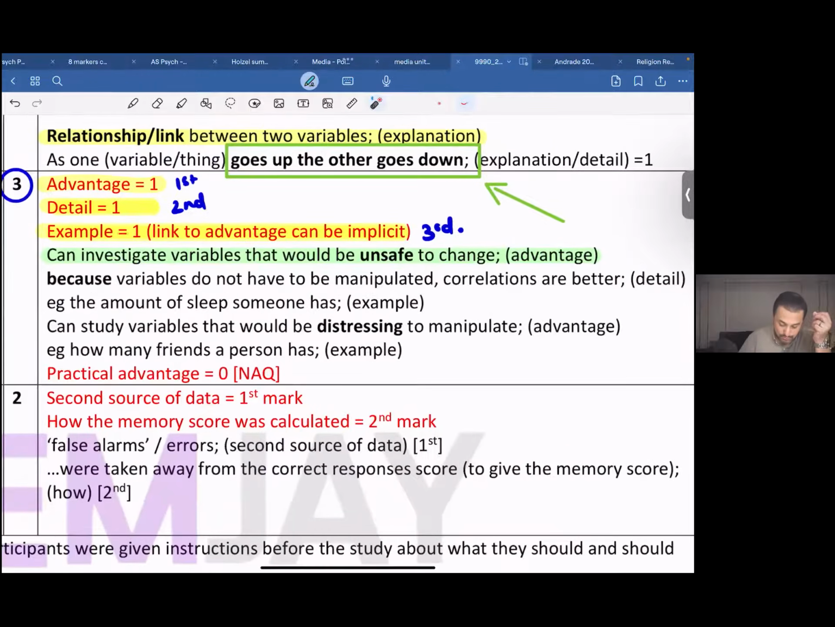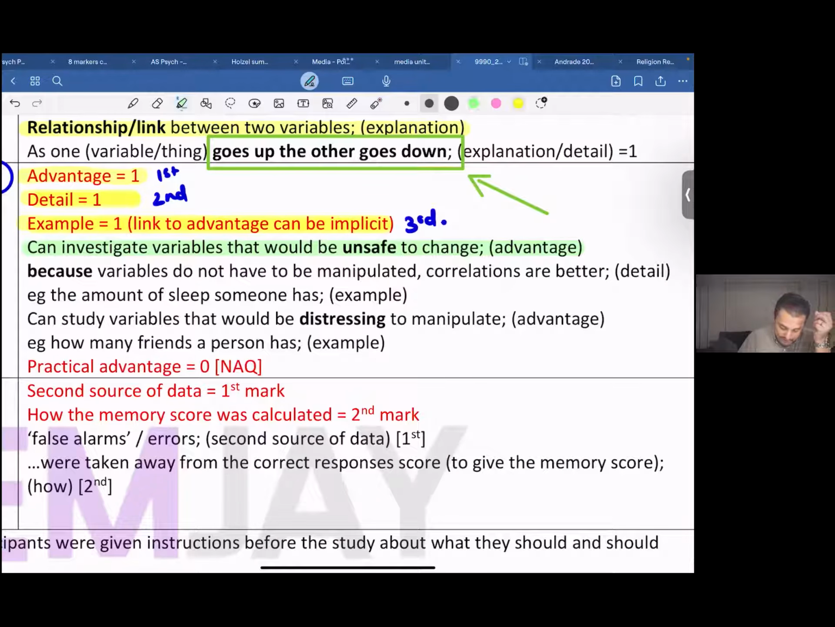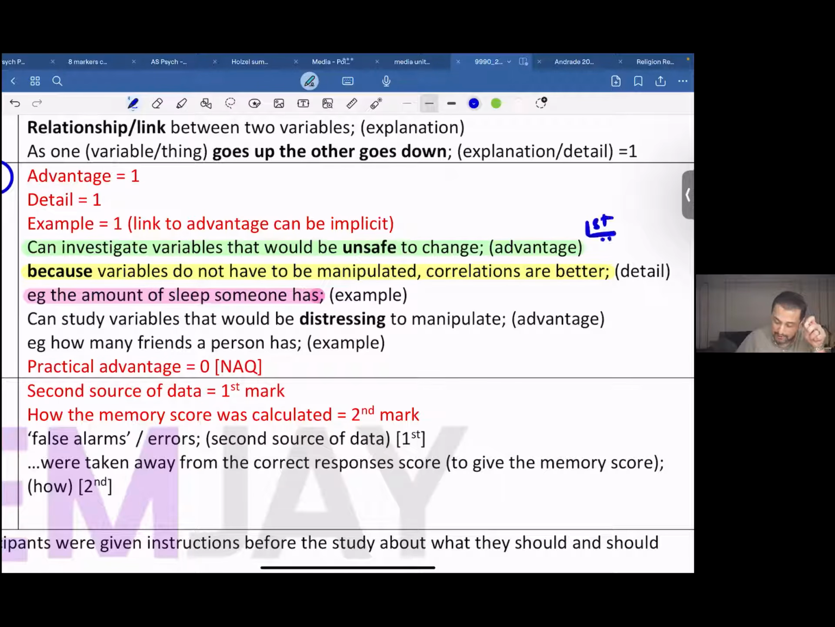This is an advantage. You want to provide detail to it. I'll highlight this one in yellow, because variables do not have to be manipulated. Correlations are relatively better in those situations. Let me remove the highlight from the other part so that there's no confusion. Taking it ahead, example: the amount of sleep someone has. This is how you get the first mark, highlighted in green. This is how you get the second mark, highlighted in yellow. And this is how you get the third mark, by writing an example, highlighted in pink over here.